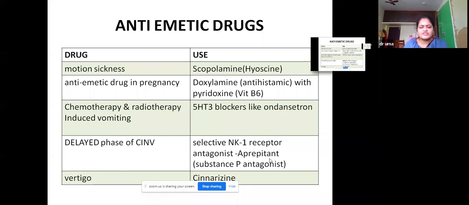It occurs in the acute phase and also in the delayed phase. In the acute phase, on the day or 1 or 2 days, they will produce emesis. The delayed emesis occurs after 1 week. So in the delayed phase of chemotherapy-induced nausea and vomiting, the drug of choice is the selective NK1 receptor antagonist, that is, the substance P antagonist aprepitant. Also fosaprepitant is the derivative of aprepitant. And for vertigo, it is cinnarizine.